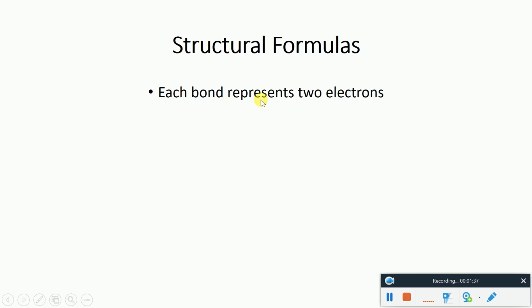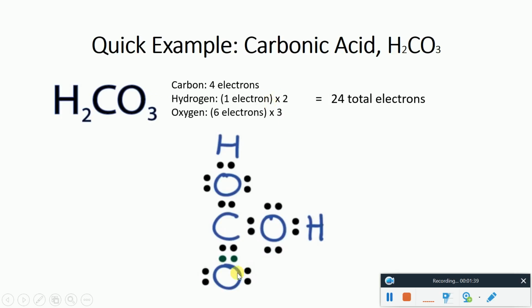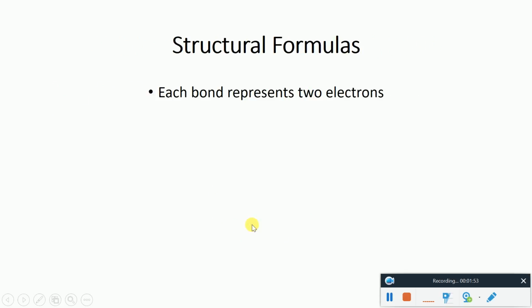And remember that each bond is represented by 2 electrons. So there's a bond here and there's a bond here. This is, here and here. This is donating a double bond. And this is just a single bond here between these 2. Well, here we go. Same.